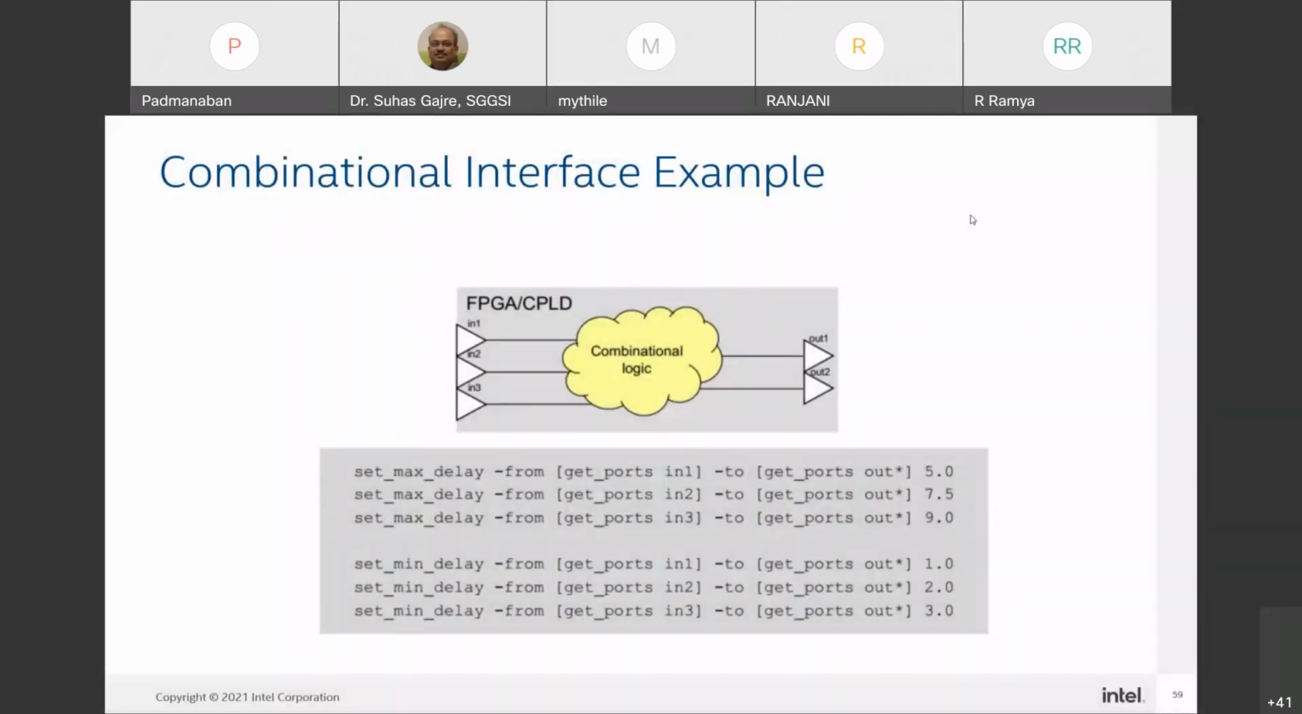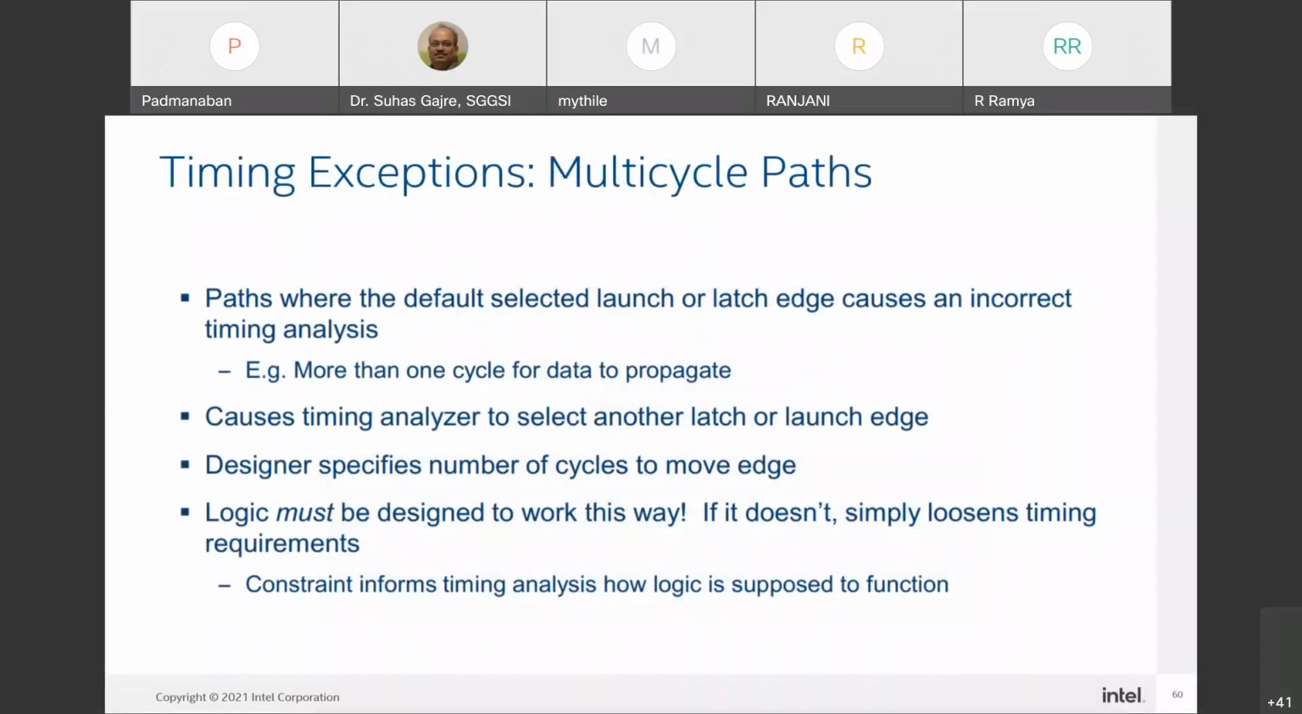All right. So now what we can see, we have done how to apply constraints for the pure combinational logic block. Let us move on to the next section, which is called timing exceptions. After this section, we will enter into the IP and platform designer, and then we'll understand the Intel SoC FPGAs.